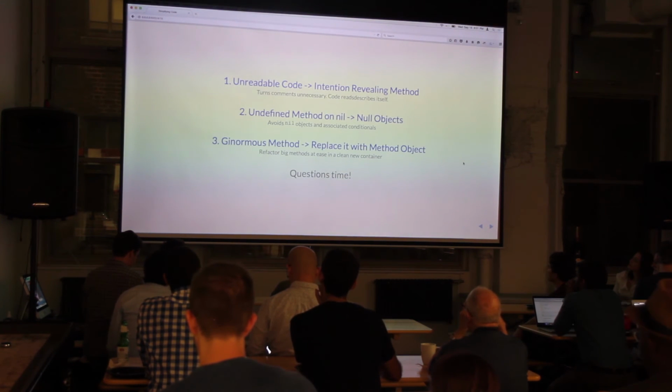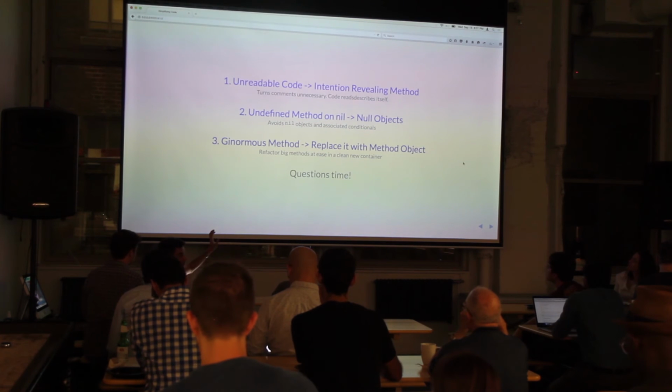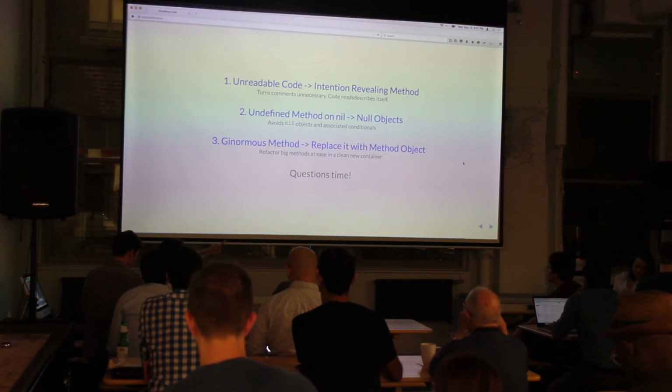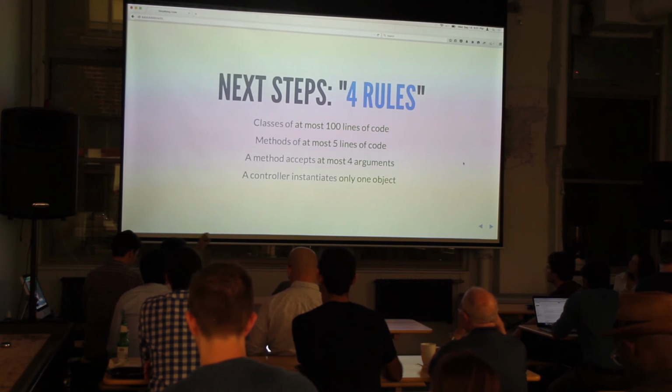So we saw these 3 patterns: intention-revealing methods for making the code readable, null objects for avoiding nil, and replace method with method object for being able to refactor very big classes and methods. We had question time, and we will have it again soon.